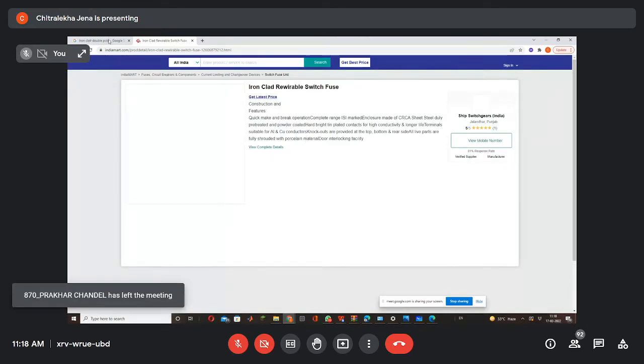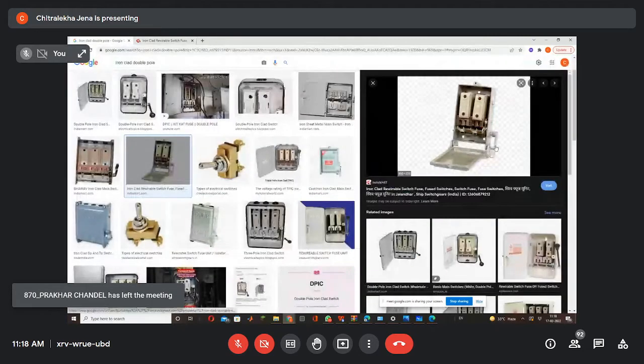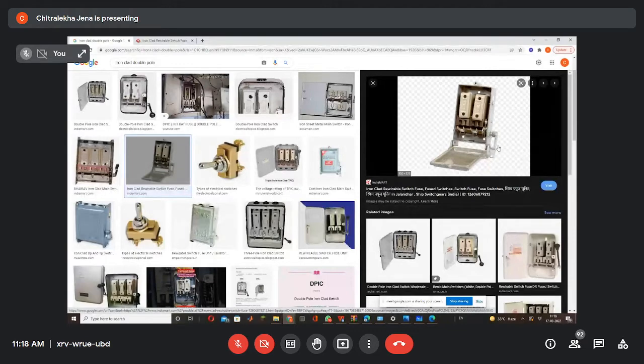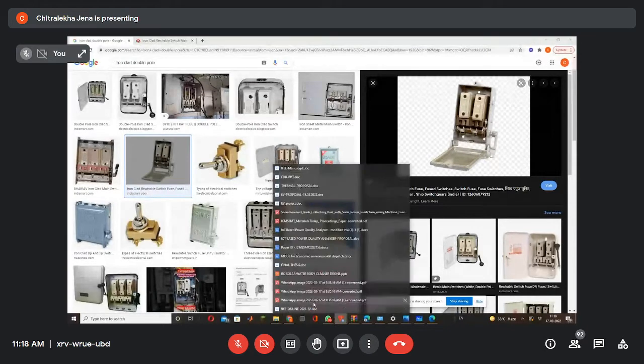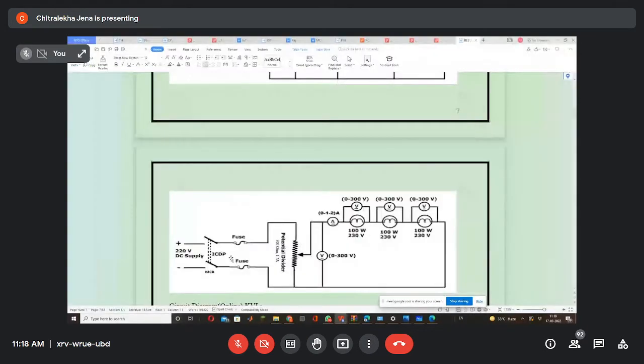ये डबल पोल मतलब देखो, यहाँ पर सिंगल थ्रो में वो 220 वोल्ट डीसी सप्लाई कनेक्टेड होगा, समझ में ये। मैकेनिकली कनेक्टेड। You will not connect. Where is my diagram? Let me show you here. You see, these two will be mechanically connected, understood? In a single throw, I showed you that throw.